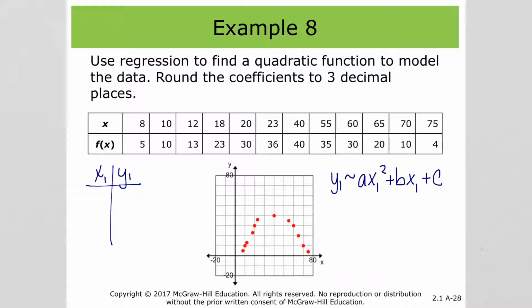And it ends up being negative 0.034x squared plus 2.793x minus 14.285.